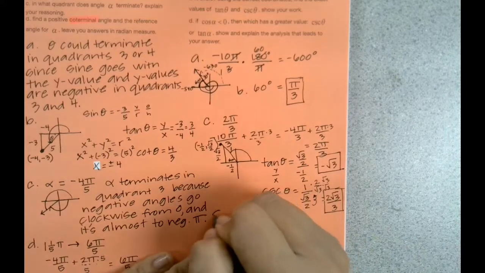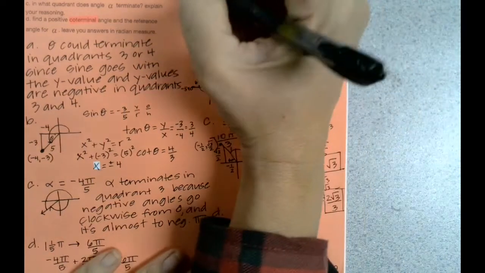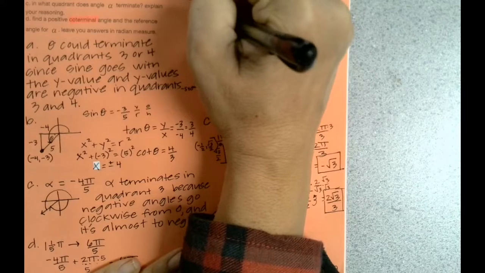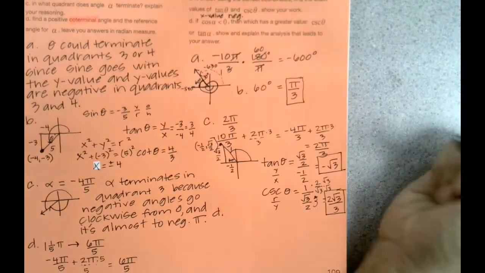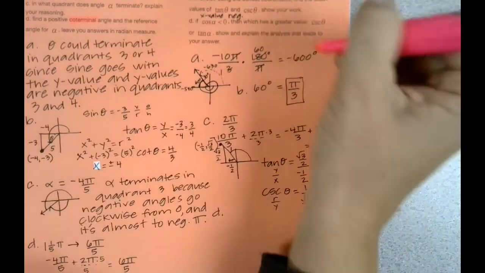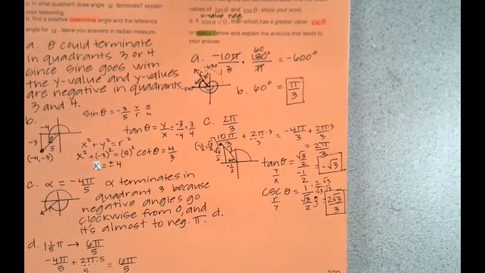Finally, D on this one, we get to the point where it says if cosine alpha is less than 0. So hopefully at this point you're able to realize that this means that the x values are negative. Then which has a greater value? The cosecant of alpha. So this is where you really have to be careful. The cosecant of alpha or the tangent of theta. And it says show your work.